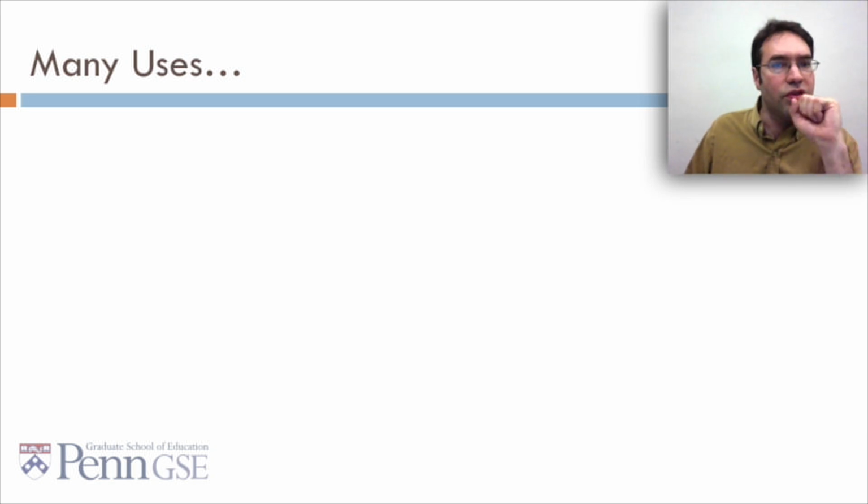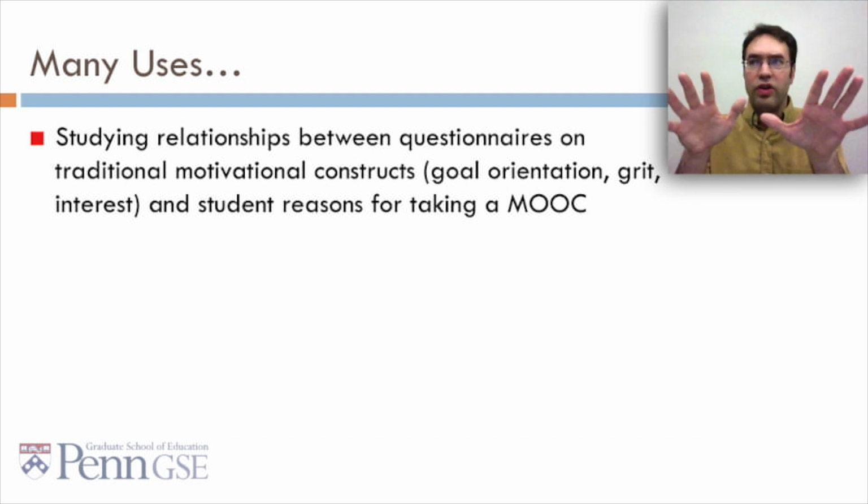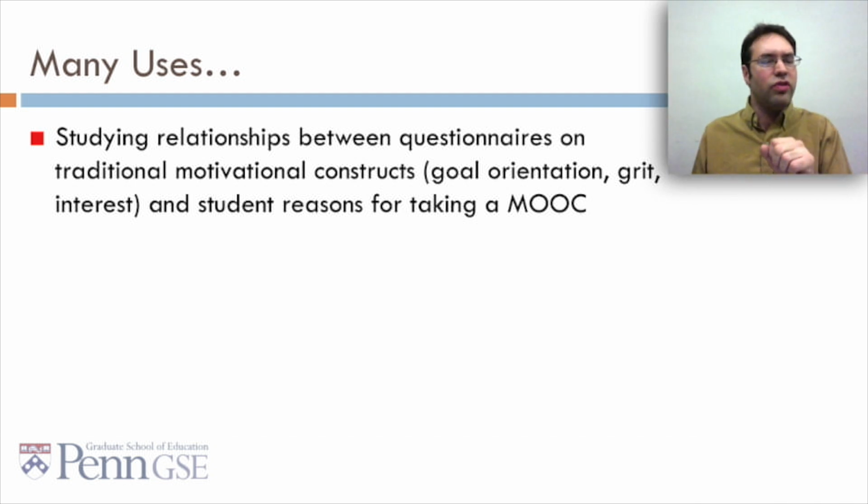There's a lot of uses for this in education. One of them is studying relationships between questionnaires on traditional motivational constructs, like goal orientation, grit, and interest, and student reasons for taking a MOOC. I wonder if anyone's doing research on this problem.